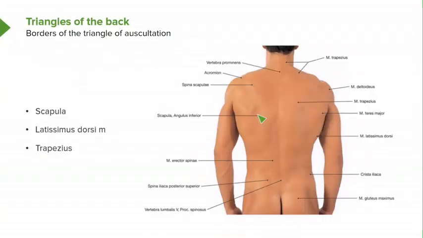Here is the inferior angle of the scapula. Here is the margin of the trapezius. We're looking at the lateral margin in through here. And then here is the inferior margin of latissimus that's coursing over here more laterally. So our triangle of auscultation is right in through this area.